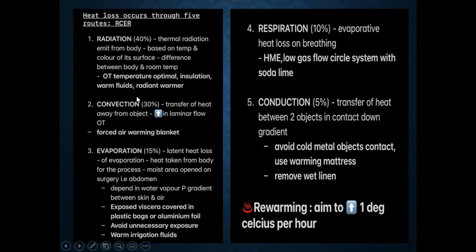The part I highlighted here is how you reduce the heat loss by these methods. Please ignore this for now; I'll come back to it later. So that's about radiation. Convection is the transfer of heat away from the object.